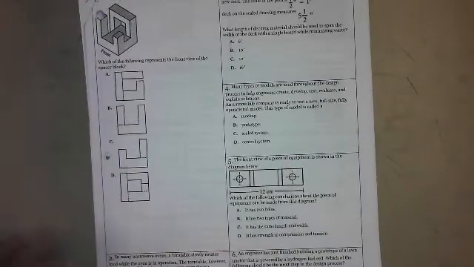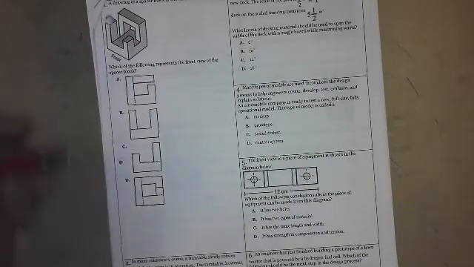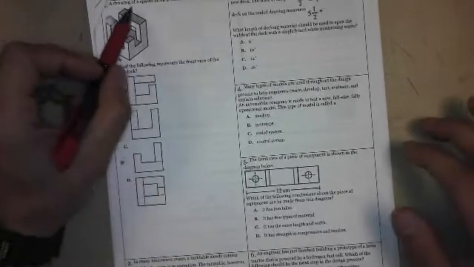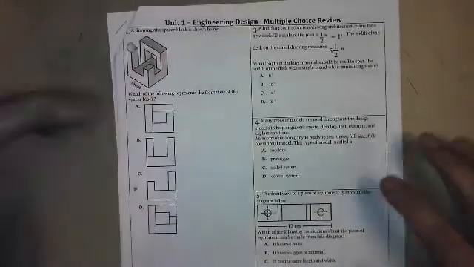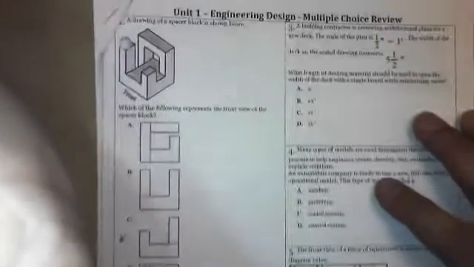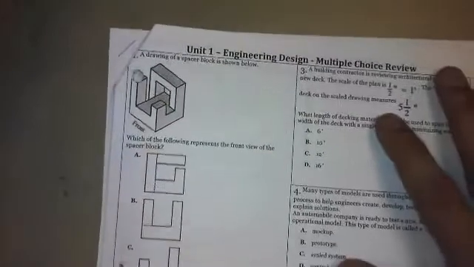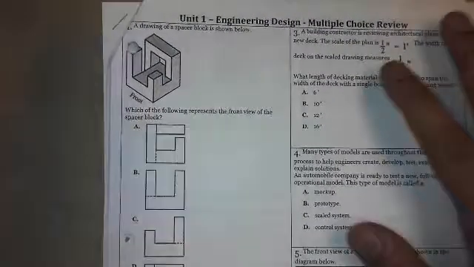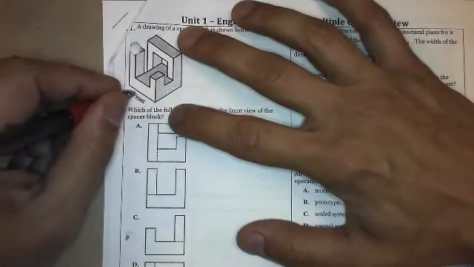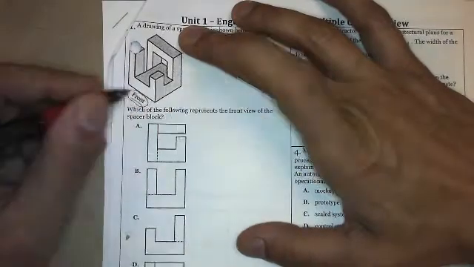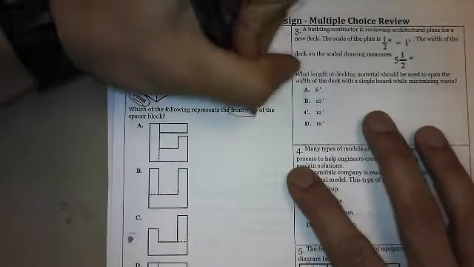So I want to take you through some of these questions here. Let's look at the first question here. A drawing of a spacer block is shown below. And which of the following represents the front view? You have to understand this is the front. That's what they say there, front view.